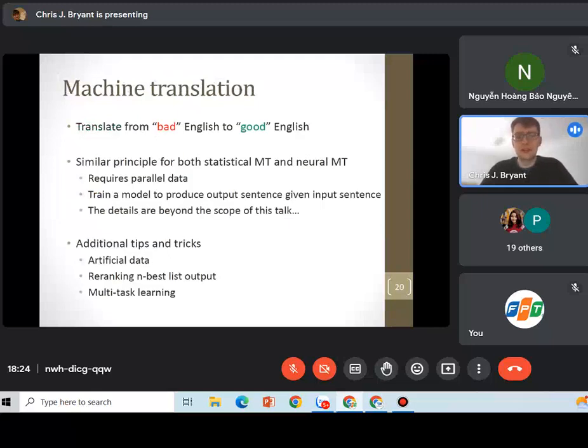So the next one is machine translation. In this case, the approach to error correction treats it as a translation from, let's say, bad English to good English. And it's a similar principle for both types of machine translation, both statistical and more recent neural machine translation. The main thing to know is that this is the first method that requires parallel data. If you want to build a system for French to English, you need a corpus of sentences in French, and also a corpus of equivalent translated sentences in English, and then the model will learn how to translate one to the other.